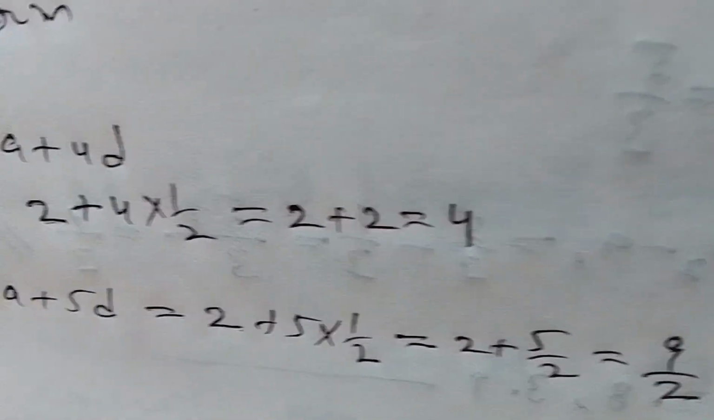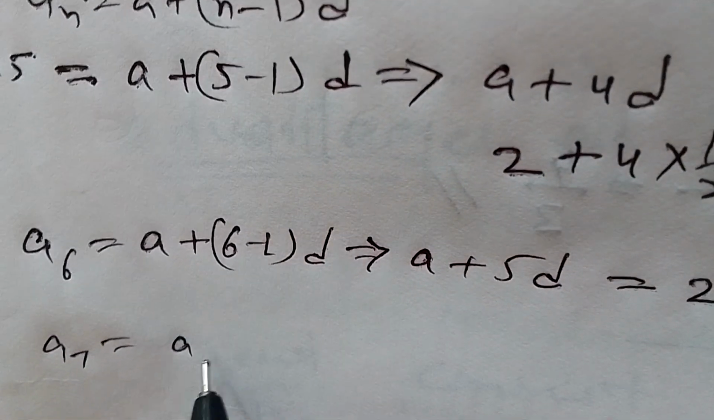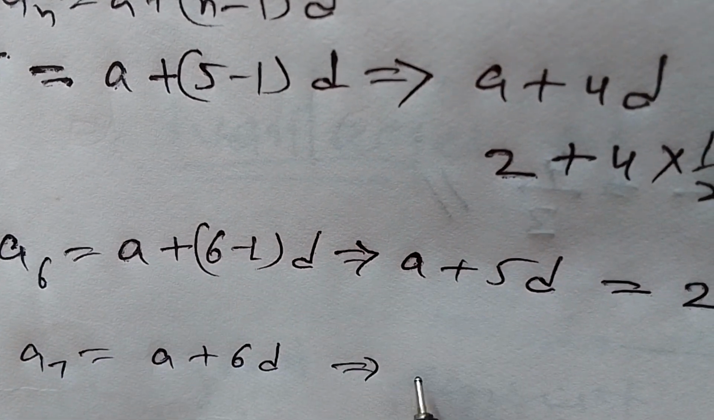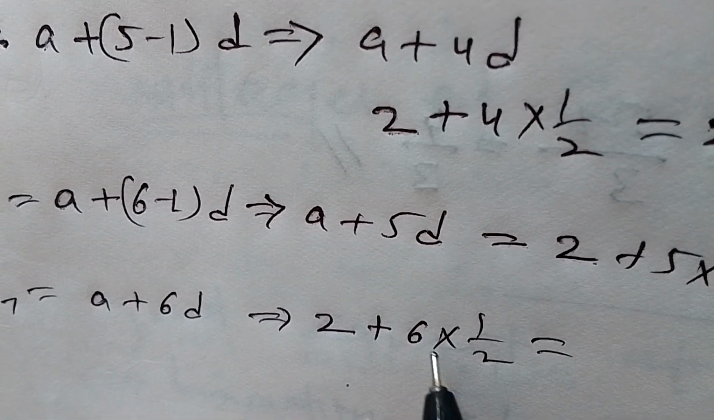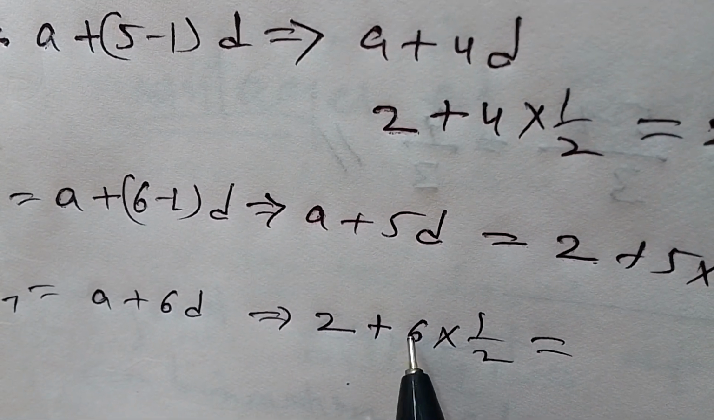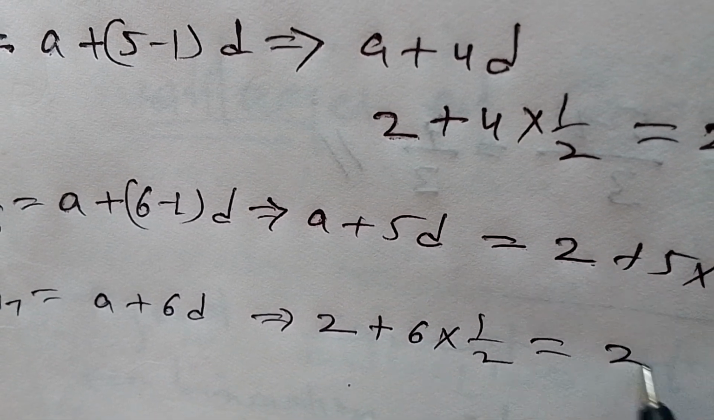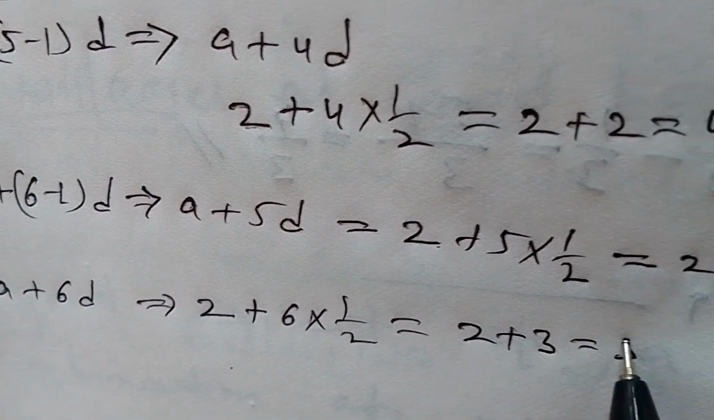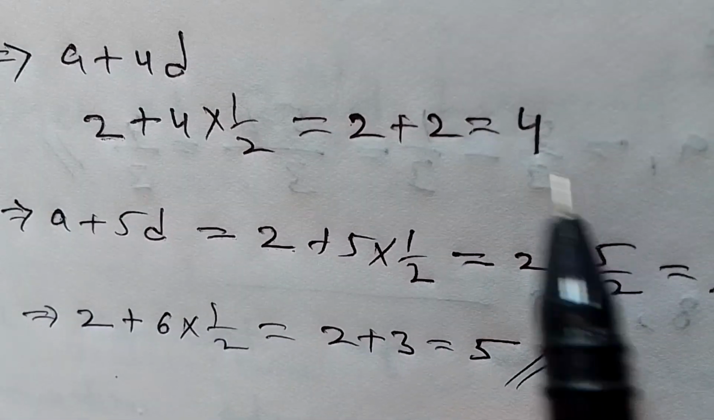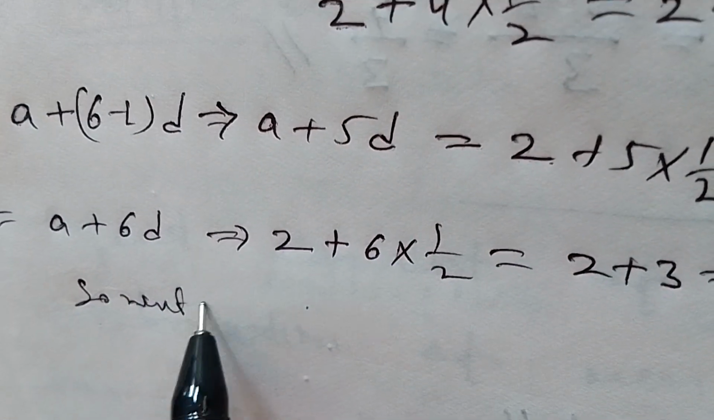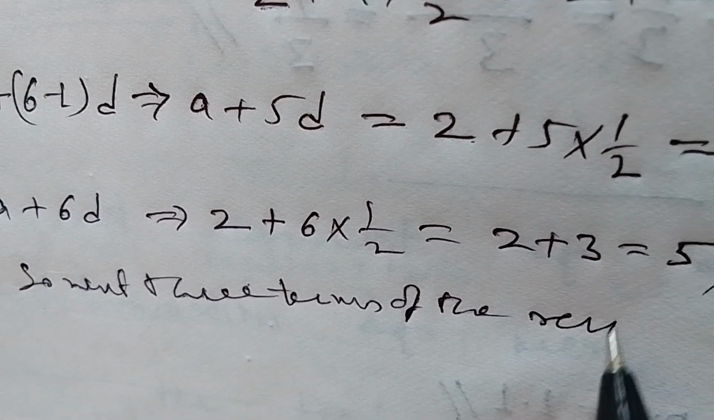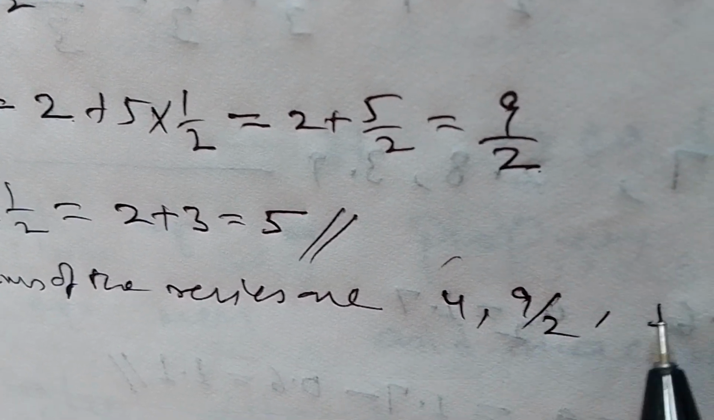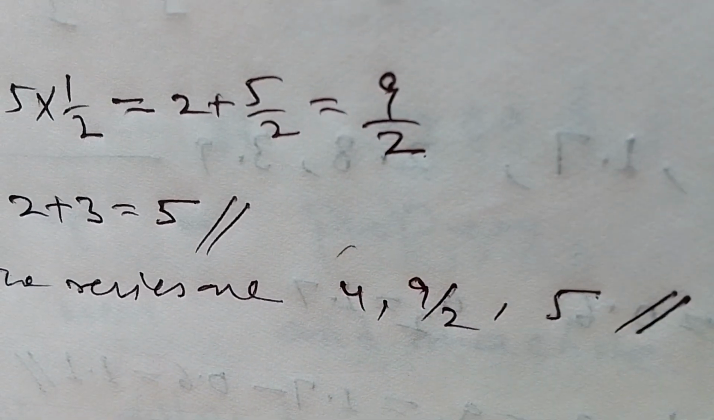Then A7 comes out to be a plus 6d. Inserting the value a as 2 plus 6 multiplied by half, 6 is cancelled with 2, 2 threes are 6. So it comes out to 2 plus 3, so it comes out to be 5. So these are the next 3 terms. The next 3 terms of the series are 4, 9 by 2 and 5. So this is the answer of the second part of the question.